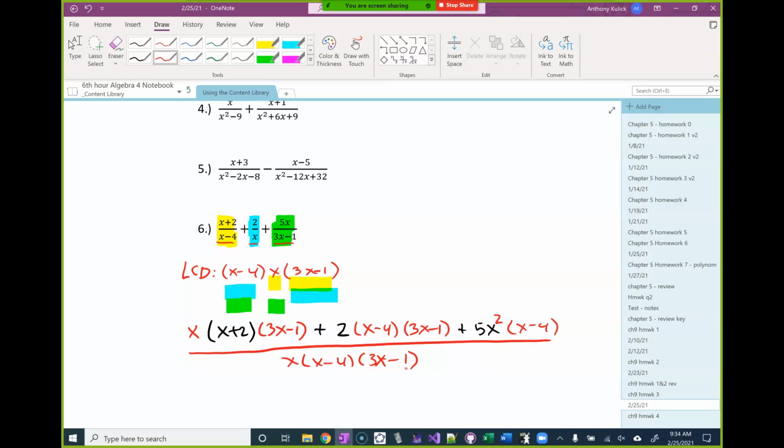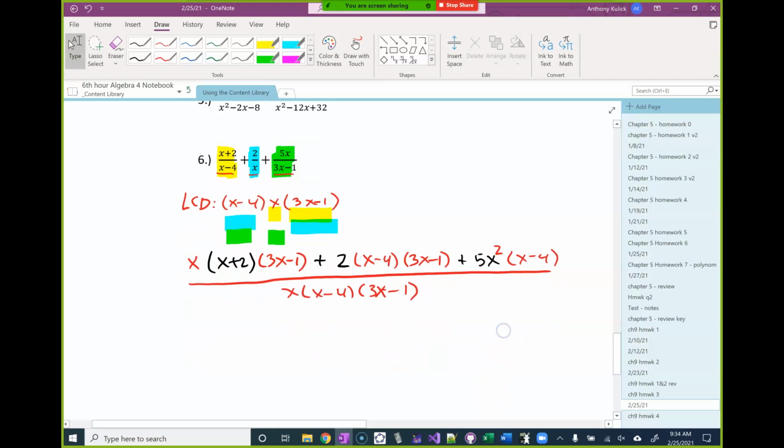Hal, is that okay so far? Now, can I reduce at this step? No. Why not? See the addition signs that are outside of parentheses? Yeah, that's why. Okay? So what should I do?